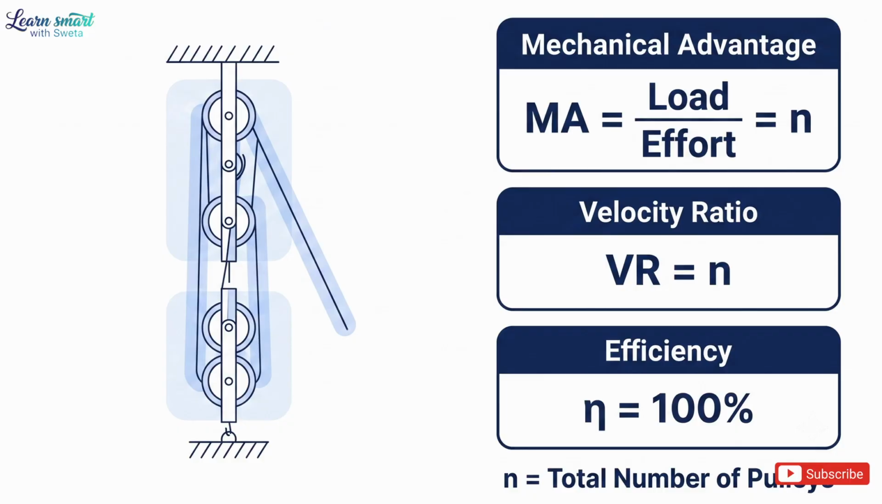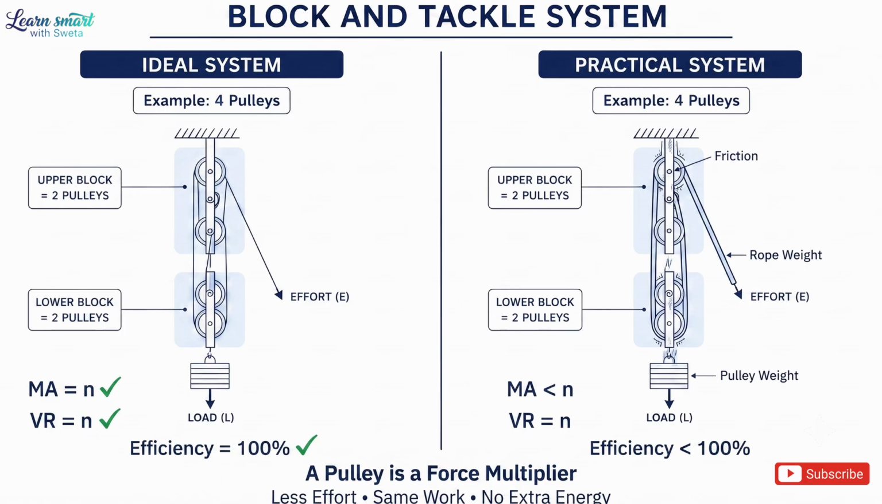Now comes the most important formula. Mechanical advantage equals load upon effort, which is equal to N, where N is the total number of pulleys. Velocity ratio is also N. Therefore, efficiency is 100% for an ideal system. But in actual practice, mechanical advantage is less than N. Velocity ratio remains N and efficiency becomes less than 100%.